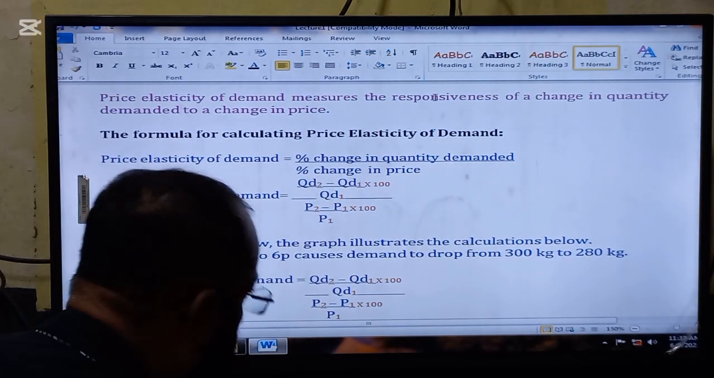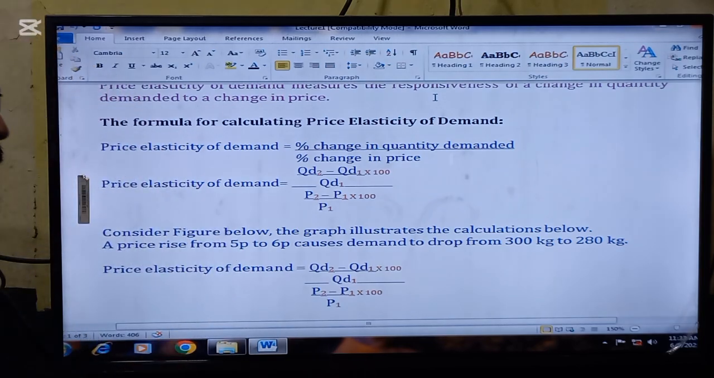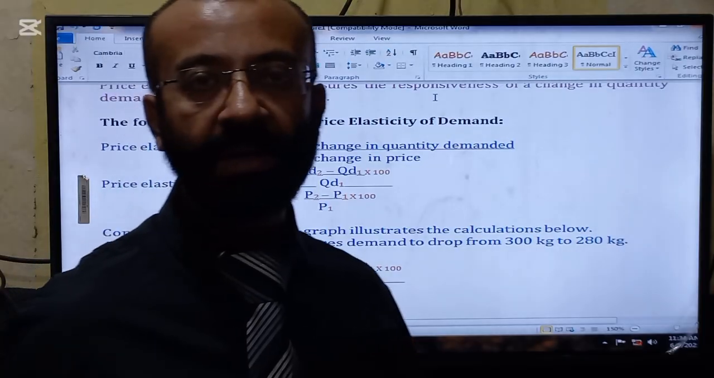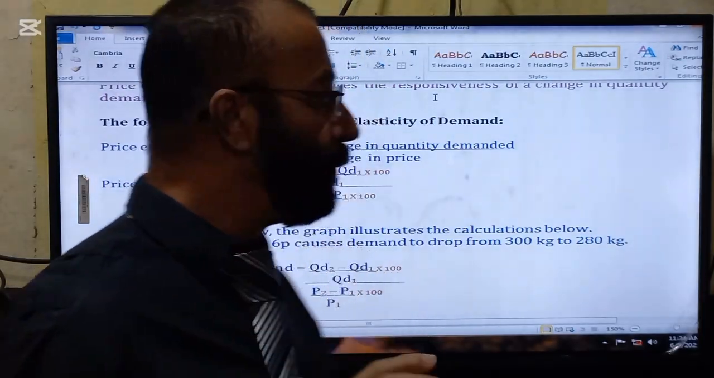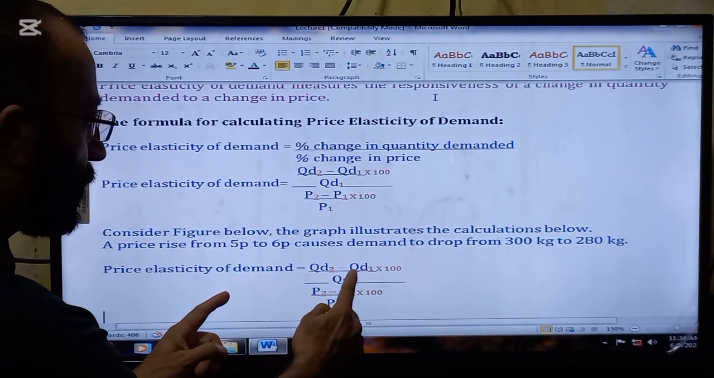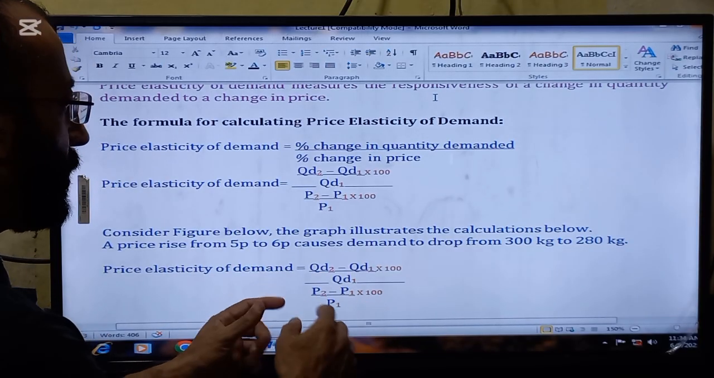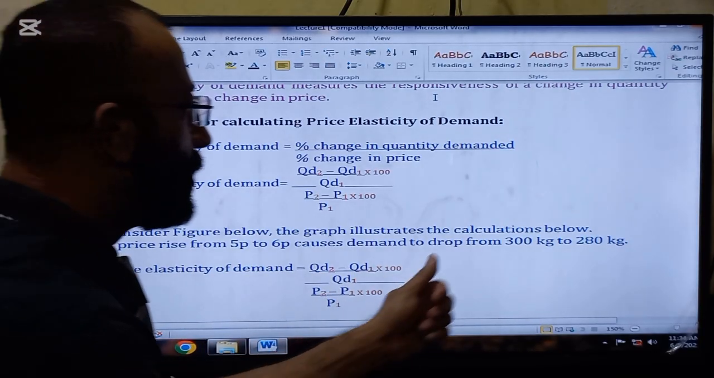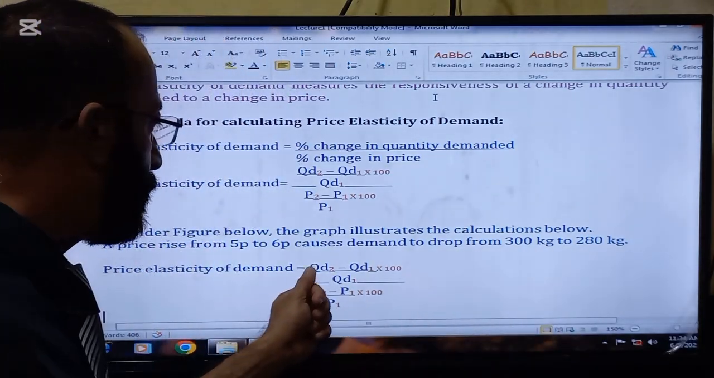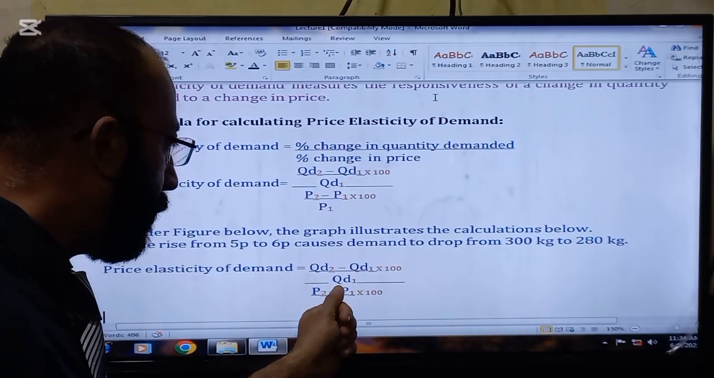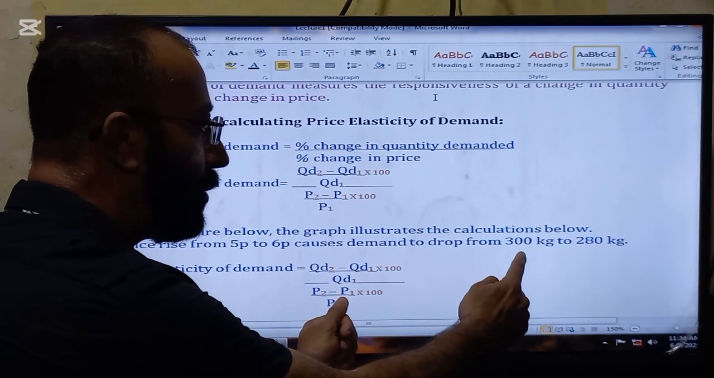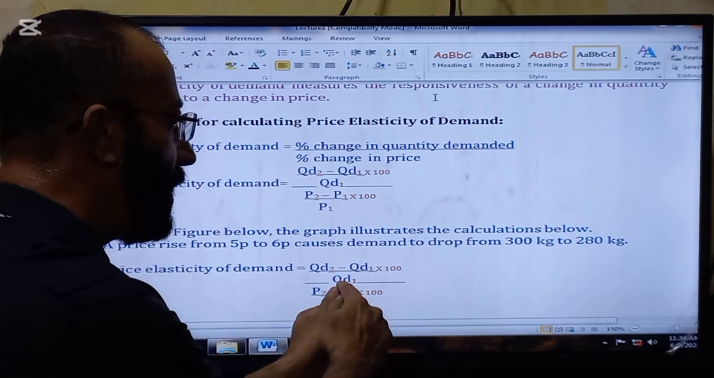So now we are going to apply the values into the formula. And another important thing to remember is do not apply the negative sign. For example, we will find the change. Actually QD2 minus QD1 is the change. So we will calculate the change. 300 to 280, the change is 20. So we will put 20 in the numerator over QD1. QD1 stands for original. So this was the original, so 300 will be put in the denominator.